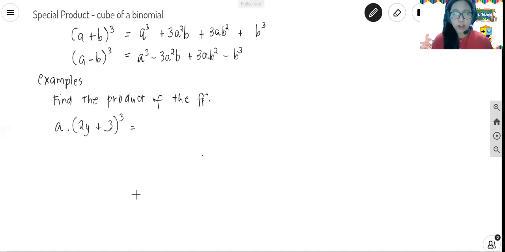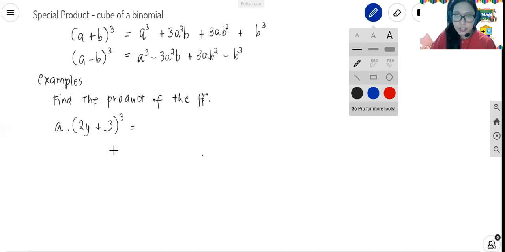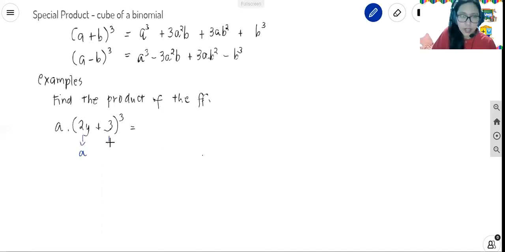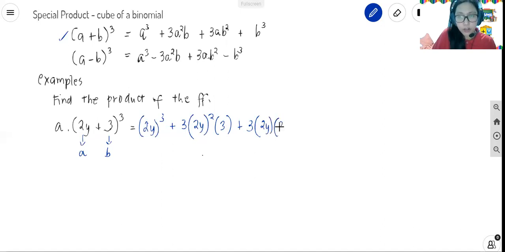If we follow the pattern, again, this is our a, this is our b. So let us follow the pattern: a cubed. We look at the plus, the one with the sum. So that's a cubed, (2y) cubed, plus 3 times the square of the first times the last, plus 3 times the first and then the square of the last, plus the cube of the last.